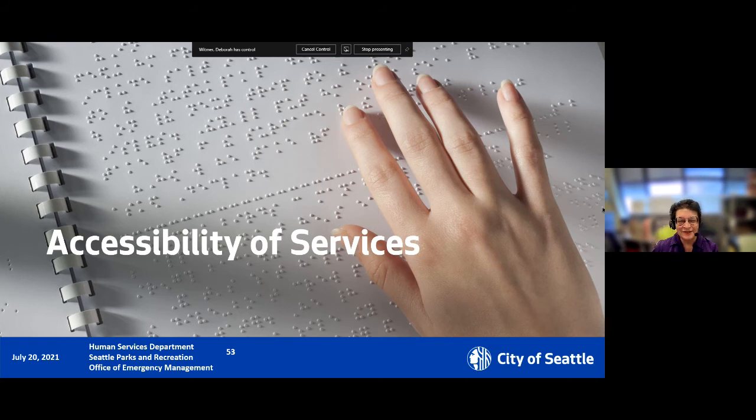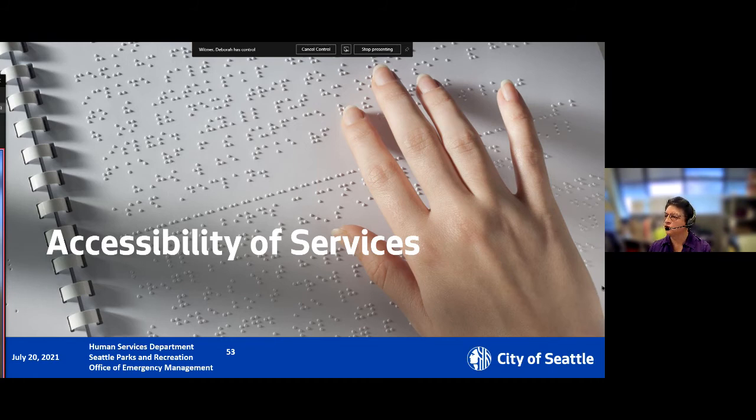Tonight, I'm going to talk a little bit about, as this slide title says, accessibility of services. The graphic underneath the title text is of a woman's hand reading a page of Braille. And accessibility, it is about disability, but it also addresses a whole range of access and functional needs.